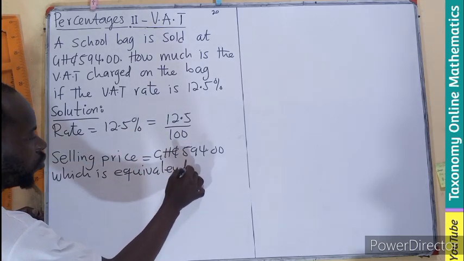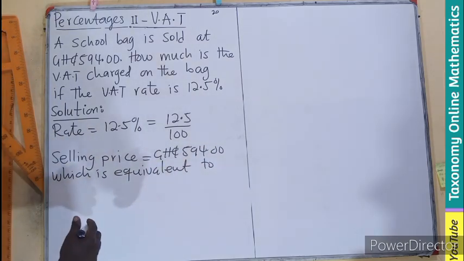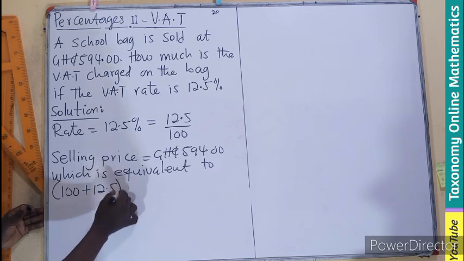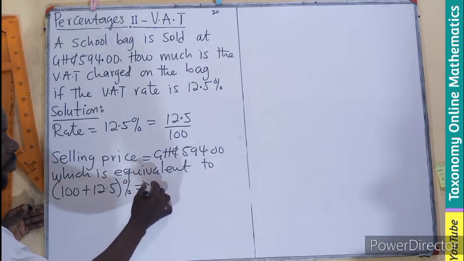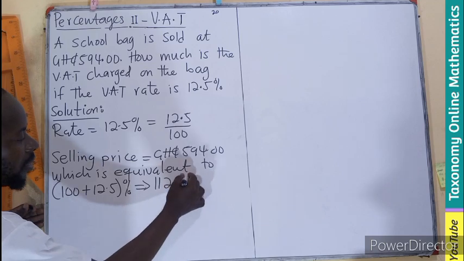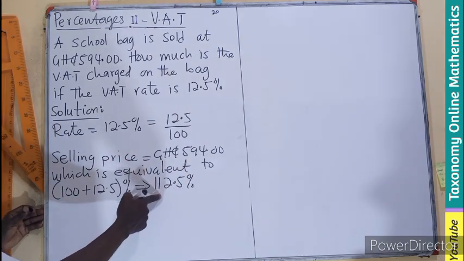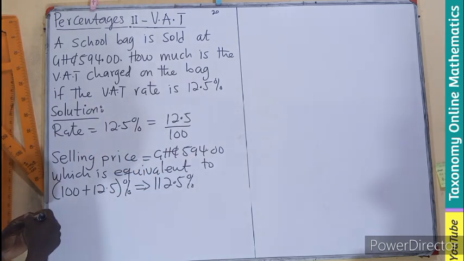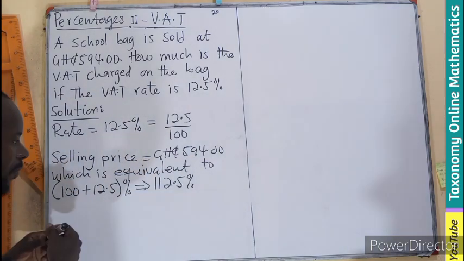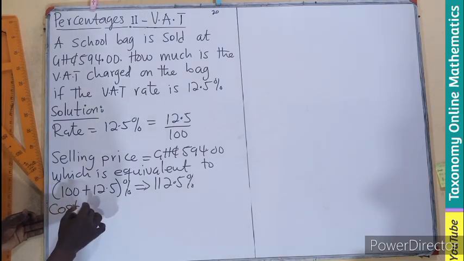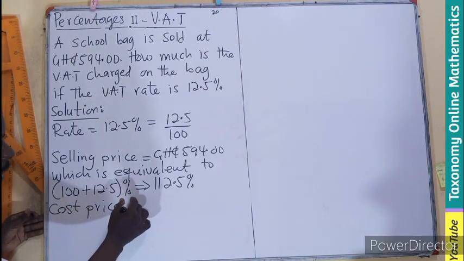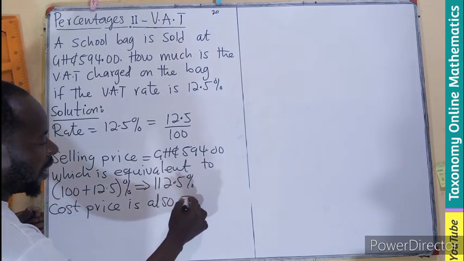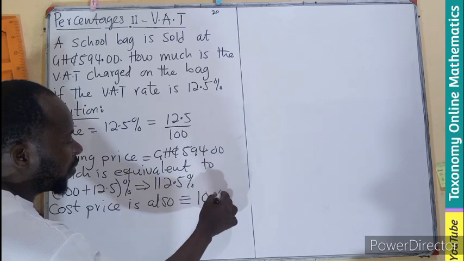This selling price is equivalent to the increment in the percentage, which will be 100 plus the 12.5 percent, which implies 112.5%. So this percentage is what gives rise to the 594. Then if I'm looking for the actual cost, which is the cost price, I can see that the cost price is also equivalent, let me just use symbol form, to 100%.